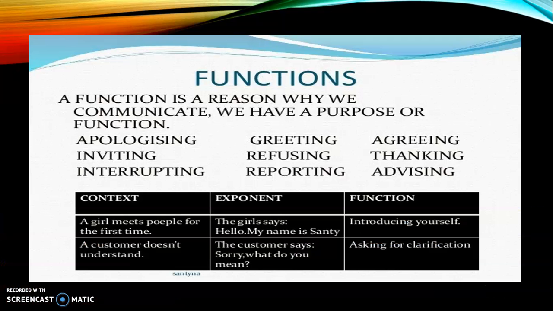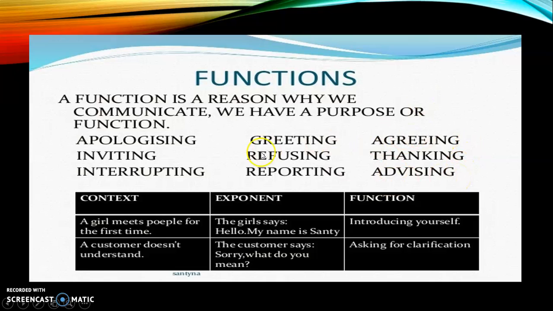Now, a quick review of Unit 4. Yes, a function is a reason why we communicate. We have a purpose or function. Some examples are apologizing, inviting, interrupting, greeting, refusing, reporting, agreeing, thanking, and advising.